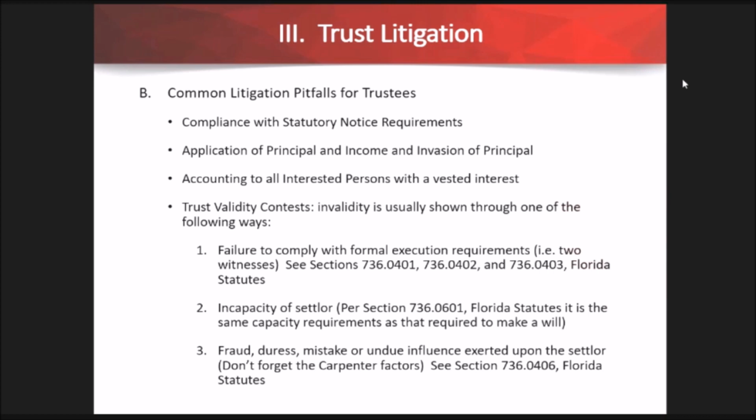Number 3, fraud, duress, mistake, or undue influence. And again, I cite to the Carpenter factors that we went through pretty much in detail earlier, but they're just as applicable to a trust document. If someone was unduly influenced to sign the trust, had an attorney selected by the person who's exerting the undue influence to do it, and there were all those factors that we went through, or most of those factors, the trust is subject to being set aside, just like a will would be in those circumstances.